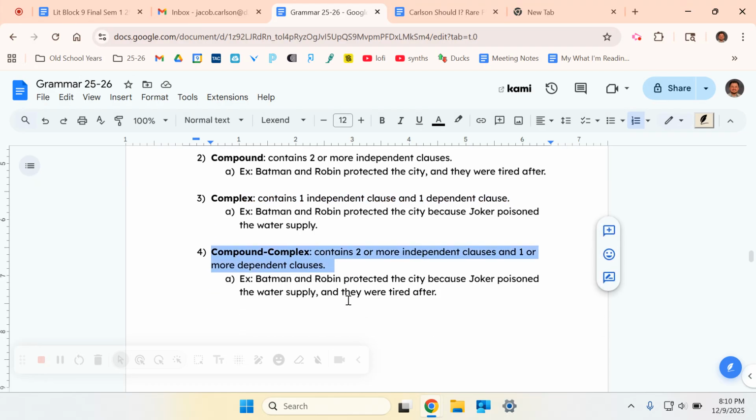Lastly, if I were to say Batman and Robin protected the city because Joker poisoned the water supply and they were tired after, that's an example of a compound complex sentence with two or more independent clauses and one or more dependent clauses.